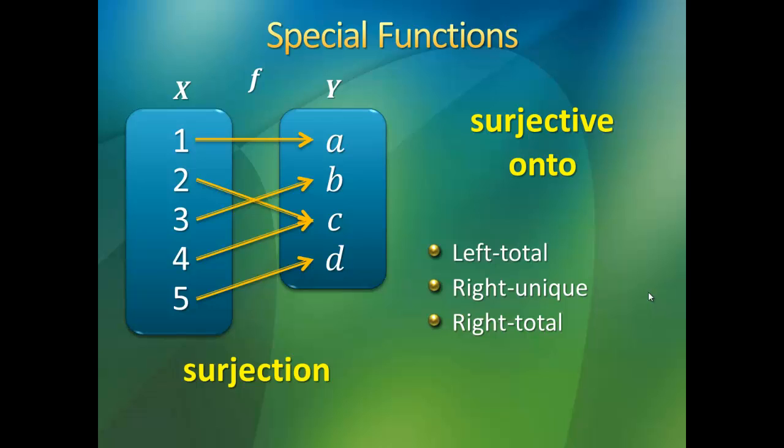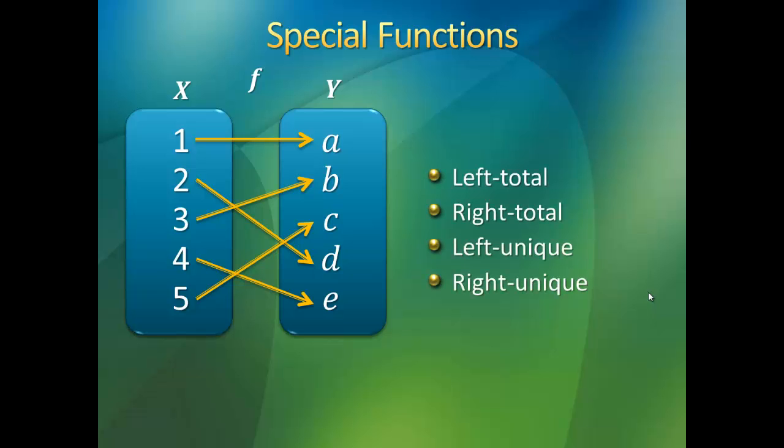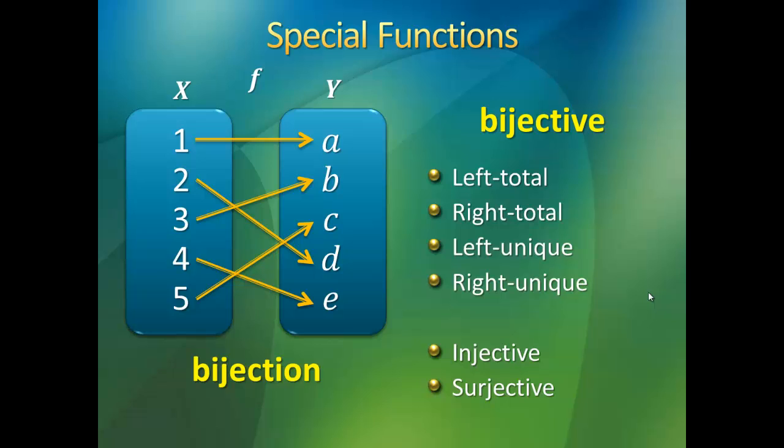Now, injective functions and surjective functions are nice to have, but we can do even better. Suppose we start off with a function, and then we also make it both left unique and right total. So for example, our function might look like this. Notice that this function has all four properties. It's both left unique and right unique, and it's both left total and right total. We would call this function bijective, or say that it's a bijection. So a bijective function is one that is both injective and surjective.